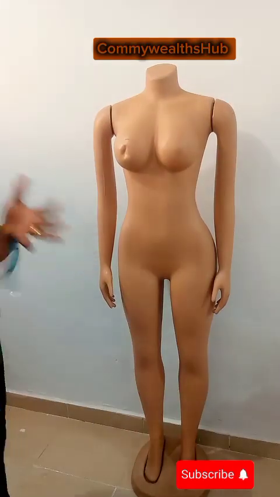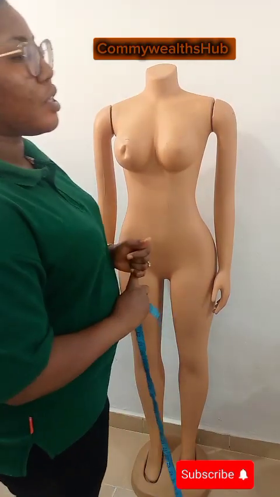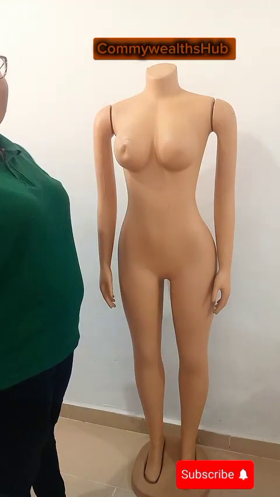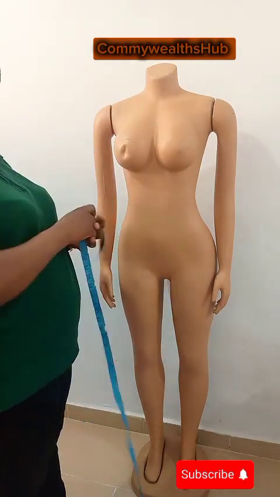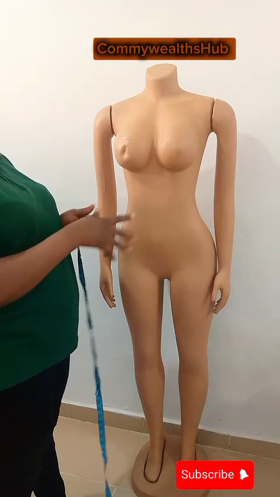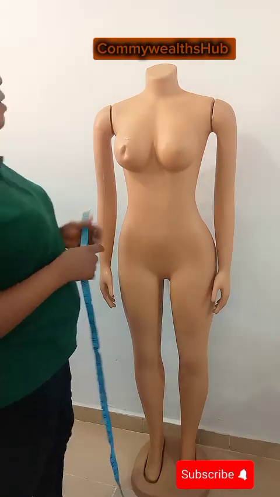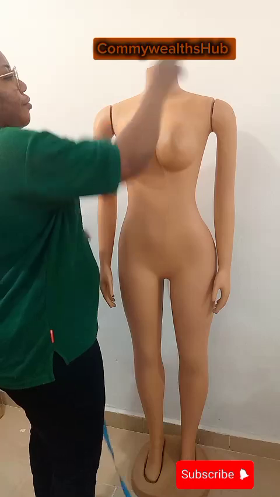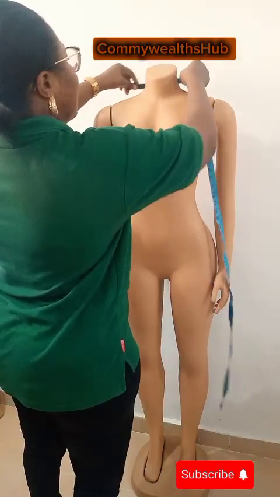Now we are done with vertical measurement, we are done with horizontal measurement. Now let's go to circumferential measurement, which is going around, taking our measurement around certain parts of the body. The first circumferential measurement is the neckline circumference.